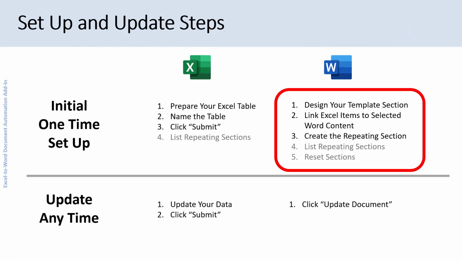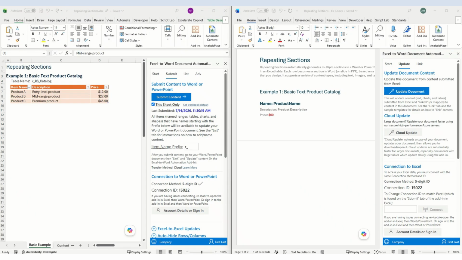Next, in Word, I'll show you how to design your template section, link content in that section, and create the section. Here's my section template. In this simple example, it is 3 lines of text. It could be 1 line, 1 page, or an entire chapter. On the Link tab of the add-in, Get Excel Content.